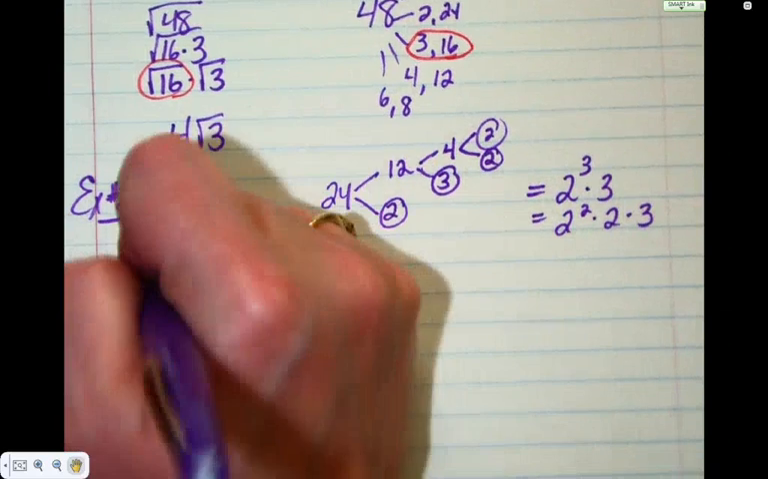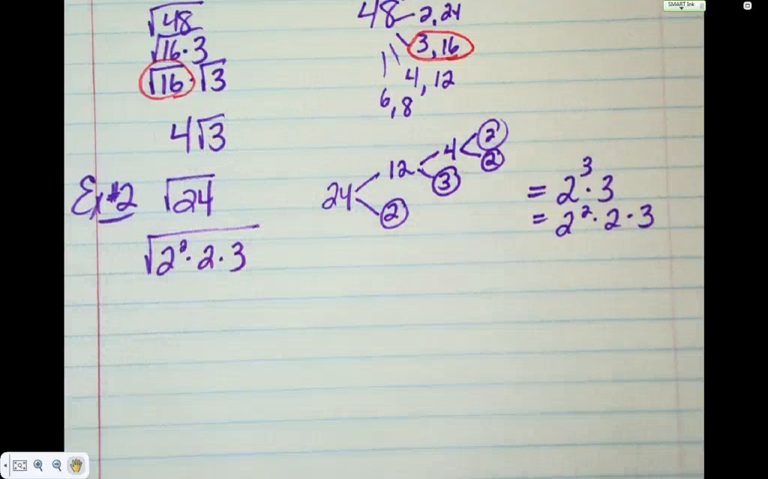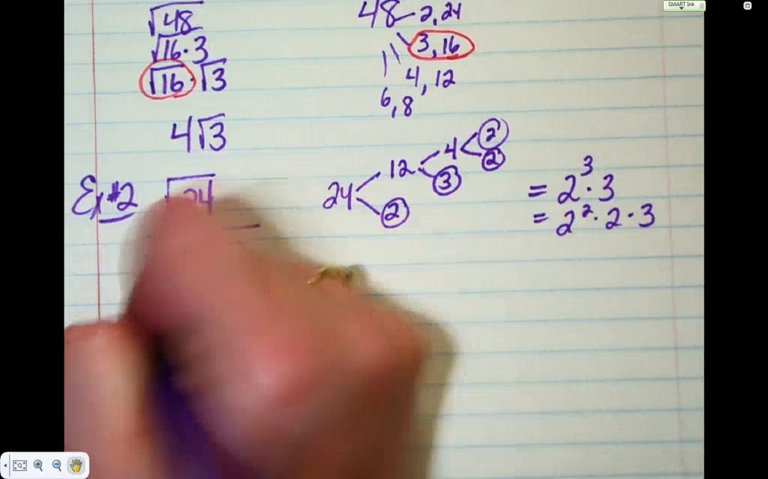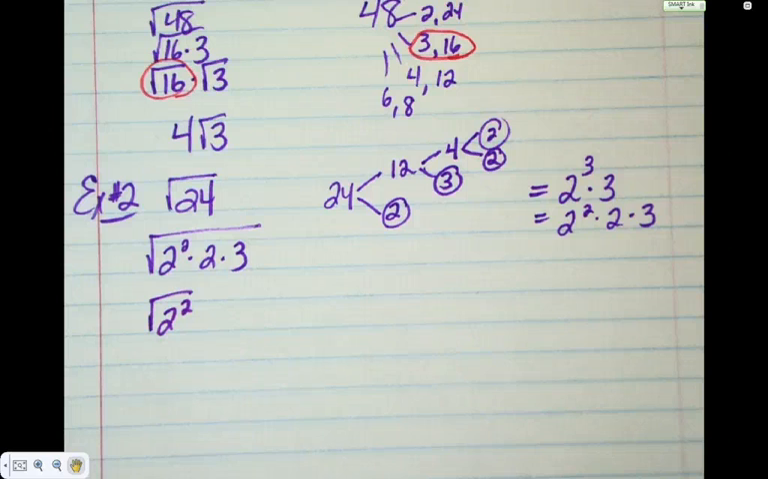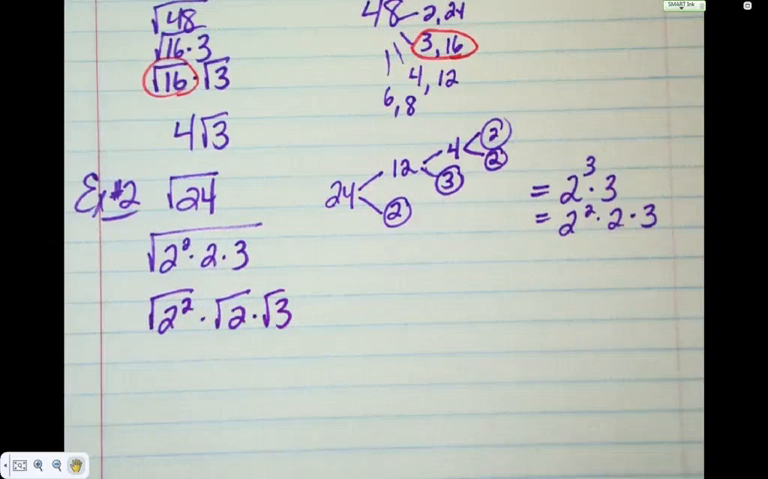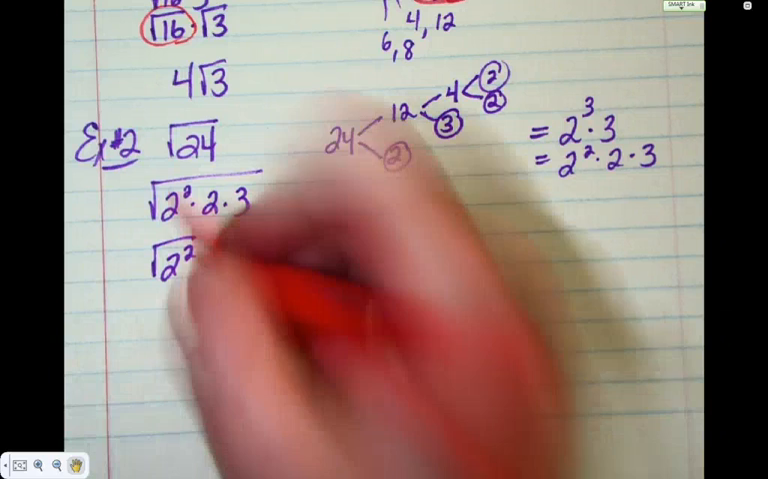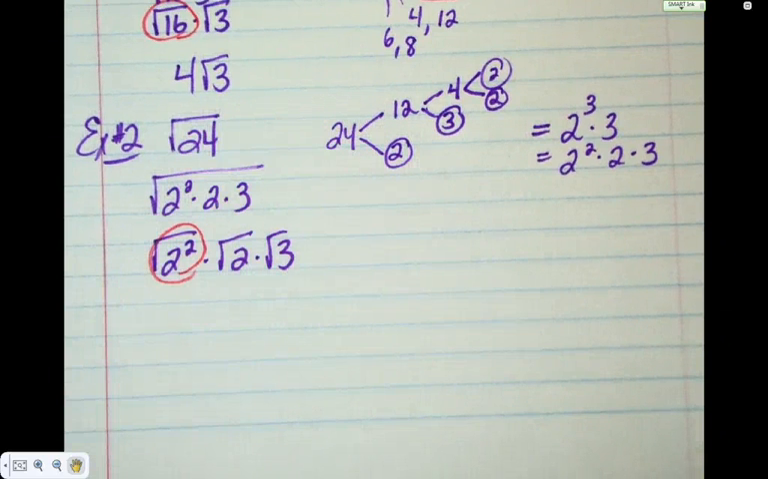Okay, let's go back over here then. This now becomes the root of 2 squared times 2 times 3. The multiplication property of radicals says if I'm multiplying things under that radical, I can just split them up and give them all their own radical. So this becomes the root of 2 squared times the root of 2 times the root of 3. This is the one I can evaluate.